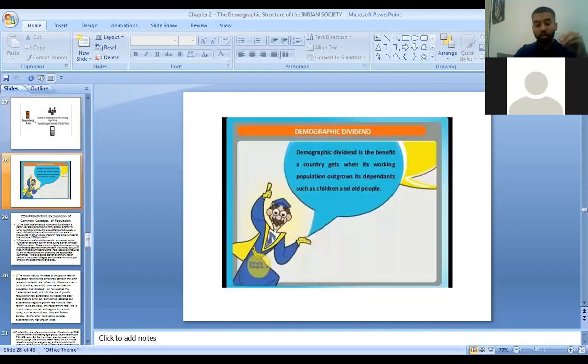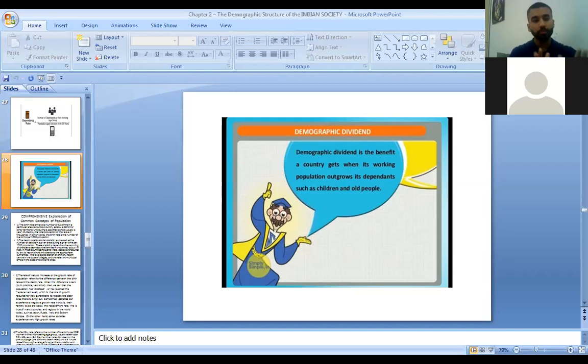Right now, there is a demographic dividend situation going on in our nation. Now we have more working population than non-working population. And what happens when we have more working population? Then there is less burden on the working population to carry the needs of the non-working population. So the working population feels a little bit free in catering to the needs of the non-working population.